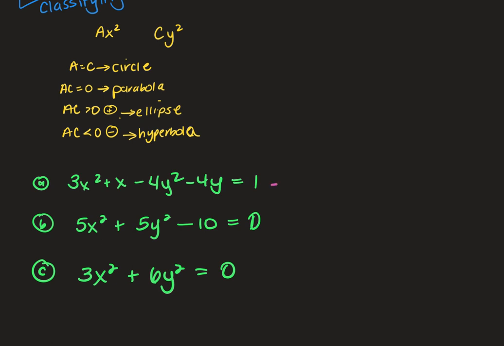What's A? What's the A in that equation? 3. What's the C? -4. So what kind of conic is this? Hyperbola. What's B? Classify the second one. It's a circle. Both A and C are 5, right? And the last one would be? Ellipse.